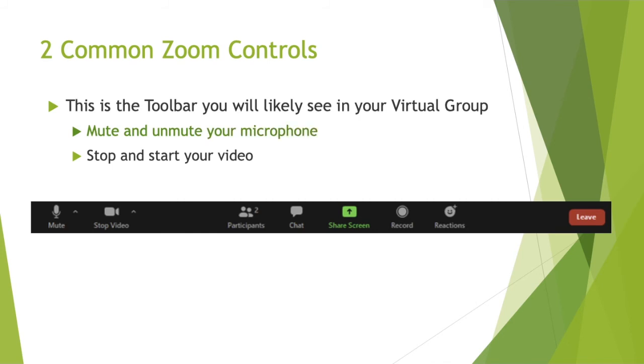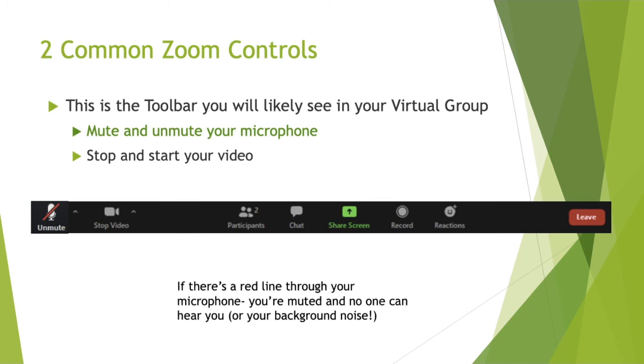Muting and unmuting your microphone will affect whether anyone can hear you or not. To turn off your microphone, you must click the mute button with the microphone icon. This will result in a red line going through the icon, and no one will be able to hear you or your background noise. This can be a great tool to use when you aren't speaking, but make sure you unmute yourself when you want to say something to the group.